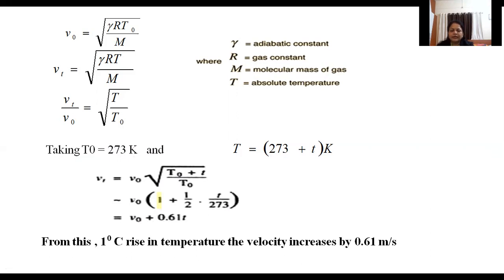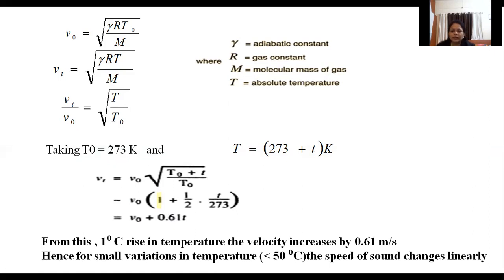From this, we can say that this equation shows us that if there is a 1 degree rise in temperature, the velocity increases by 0.61 meter per second. Means whenever there is an increase in 1 degree temperature, the velocity of sound increases by 0.61 meter per second. That is a very small increase in velocity of sound. So hence, for small variation under the temperature below 50 degrees, the speed of sound changes linearly.